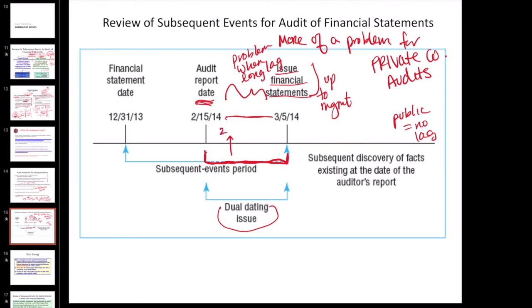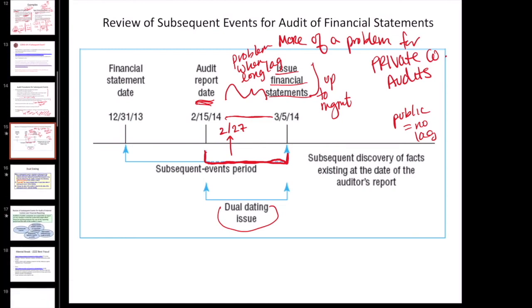So for instance, if a subsequent event here was discovered on February 27th, that would create a problem, right? Because the auditor already issued their report, but now management has some subsequent event and they want to be adding some footnote to the financial statements that talks about it. So obviously this is a problem because now they're going to want me, the auditor, to be coming and looking at their financial statements again. So now what do I do, right?